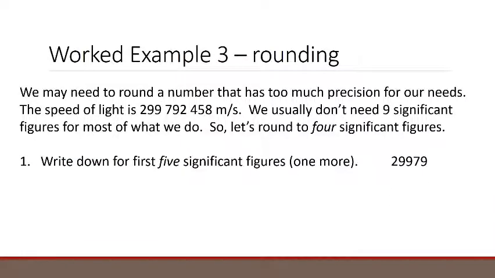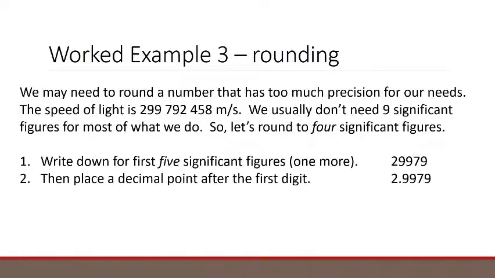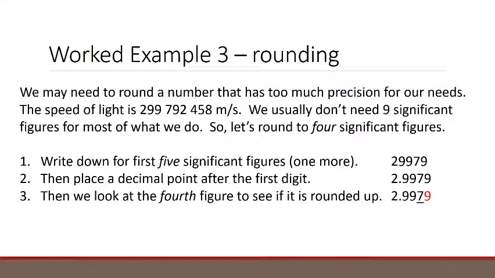Well, first we write down the first 5 significant figures. That's one more than we need. 29979. And then we place a decimal point after the first digit, as we did in the previous example, 2.9979. And then we look at the 5th figure to see if it needs to be rounded up or if we leave it the way it is. Remember, if that 5th figure is a 5, a 6, a 7, an 8, or a 9, then we round up the 4th digit one more place.